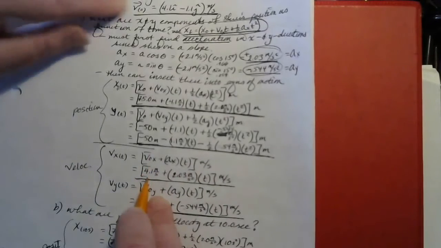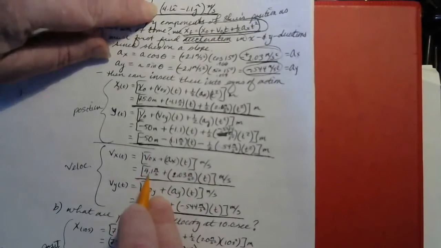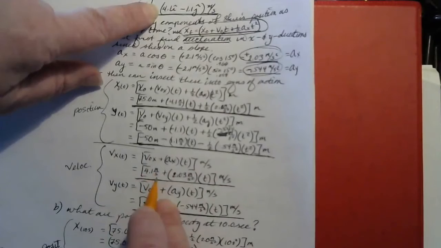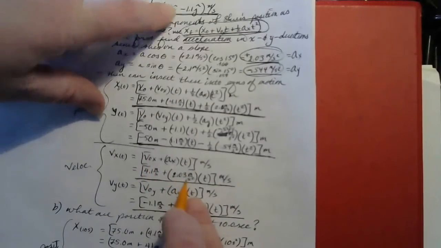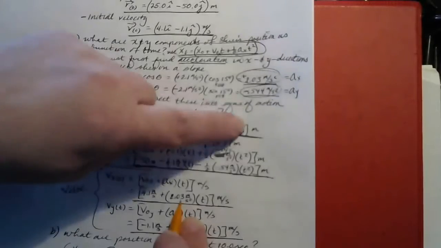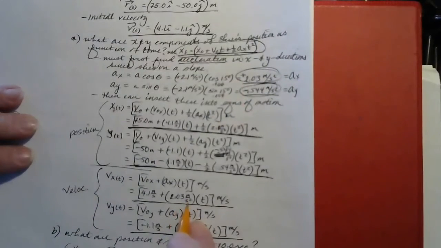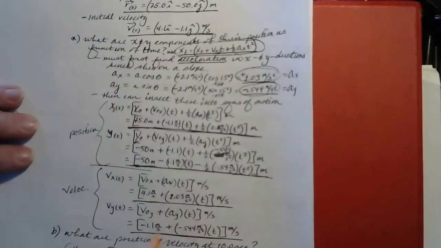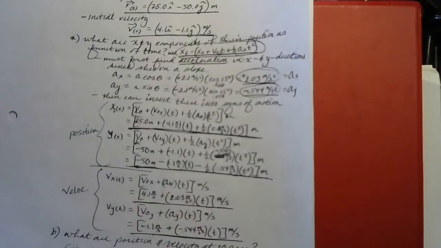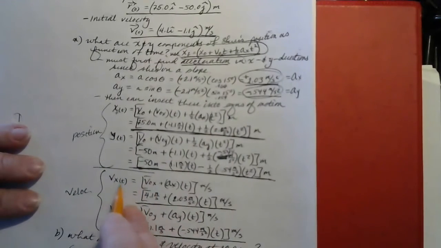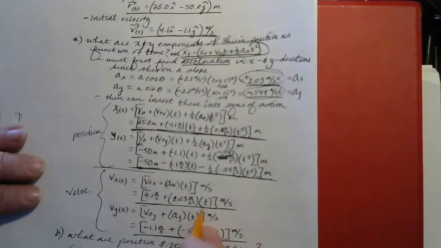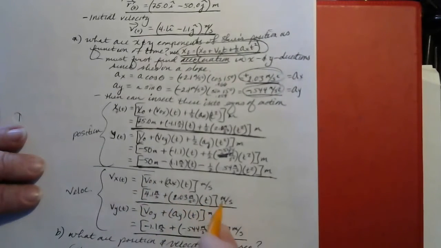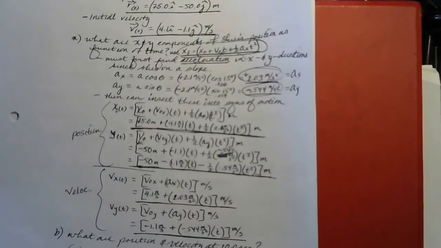The original velocity in the x direction was 4.1 meters per second, so we can put that in for VOX. And the acceleration in the x direction was 2.03 meters per second squared, so we can put that in for acceleration. So the overall equation for the velocity in the x direction at any given moment would be 4.1 meters per second plus 2.03 meters per second squared times time. And overall, that would give you units of meters per second.